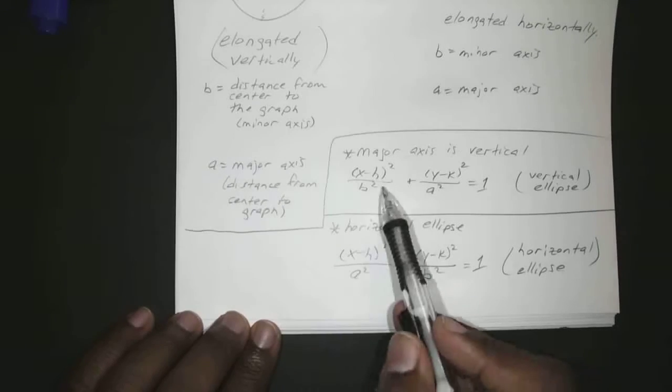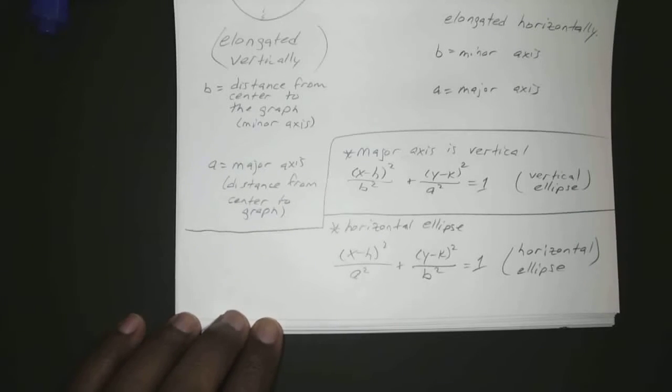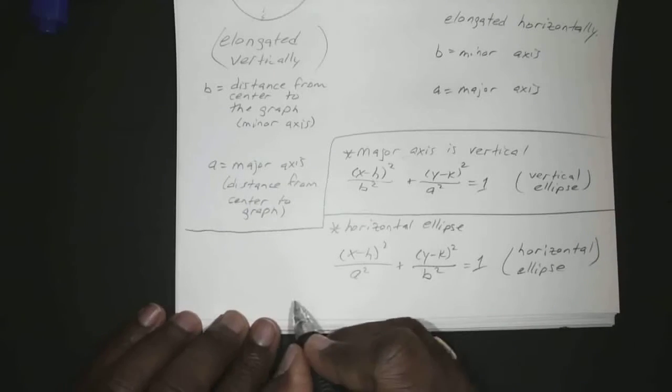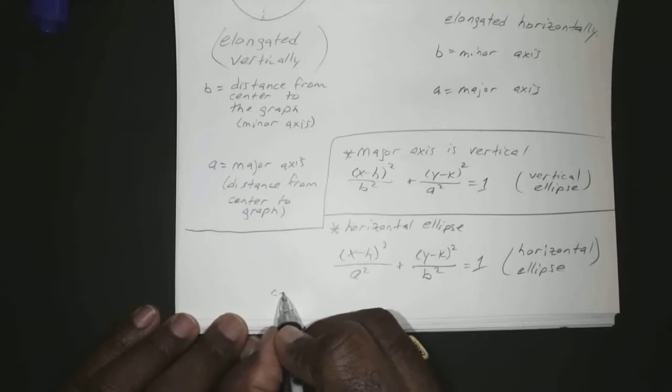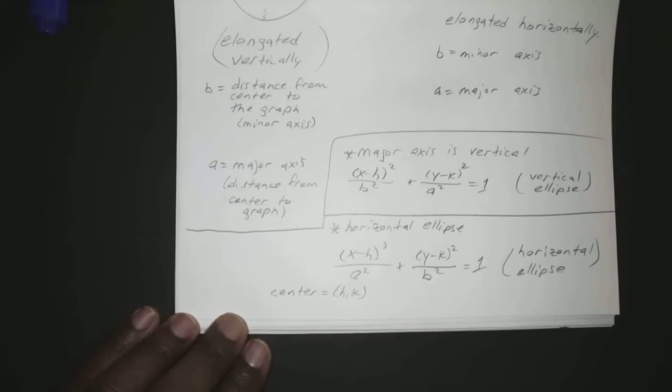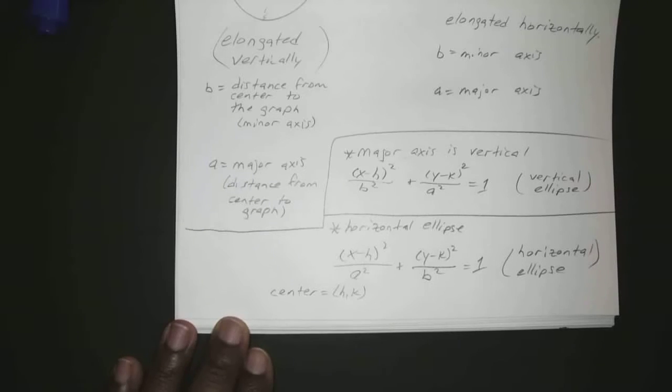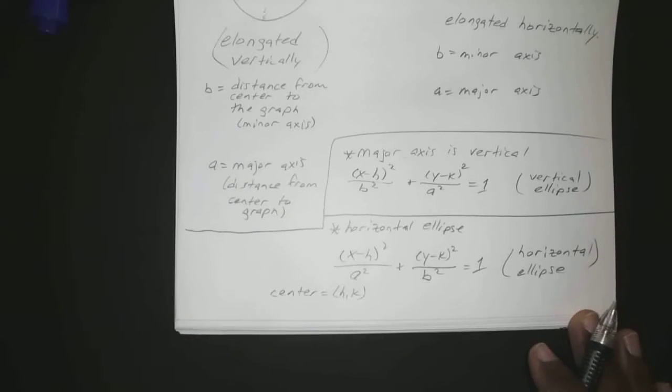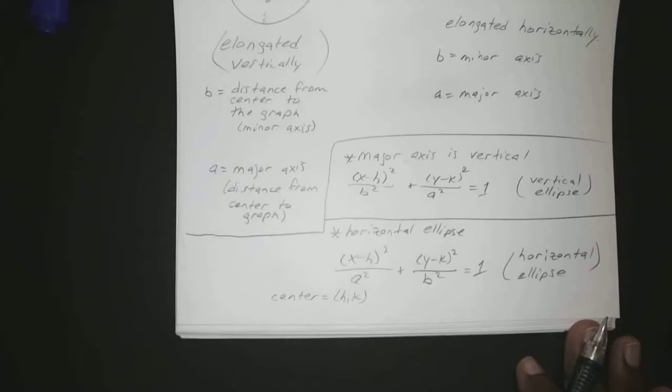All right, so that's how you would graph your ellipse. So remember, your center is (h, k). I'll leave that up for a few seconds.